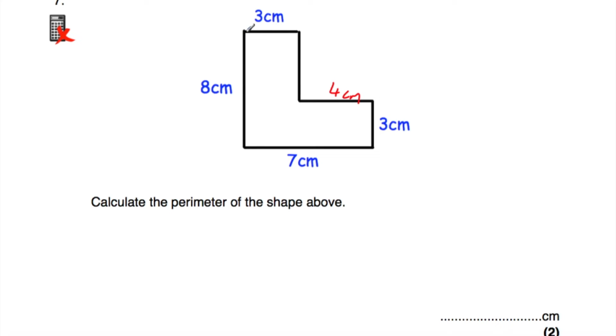Now let's consider the vertical lines. The height of the whole shape is 8 centimeters. Now if this part is 3 centimeters, that means that this length here must be 5 centimeters, because 3 plus 5 is equal to 8.